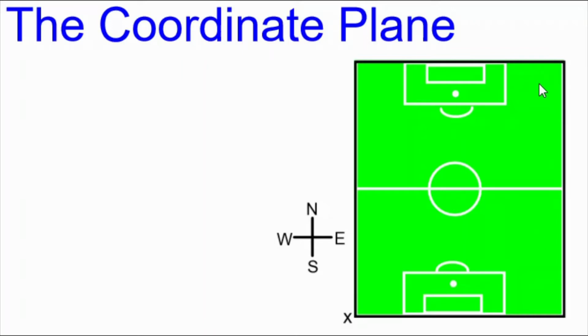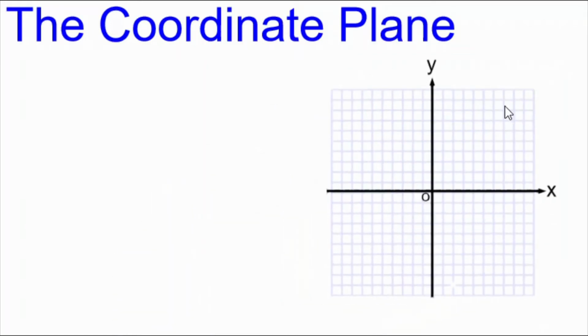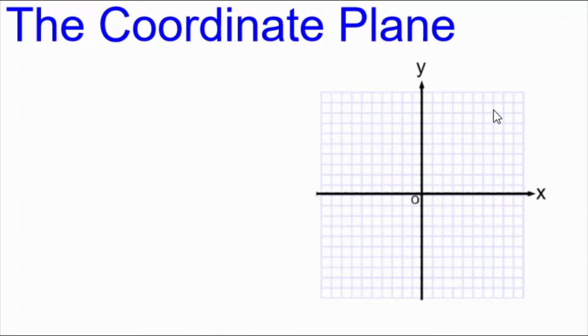In math, we do this often. We use what is called a coordinate plane. The coordinate plane often looks like this. You have an x-axis and a y-axis. They're labeled with their letters, and they have arrows at the right side of the x-axis and at the top of the y-axis. We also can put an O for origin at the point where the two axes meet.